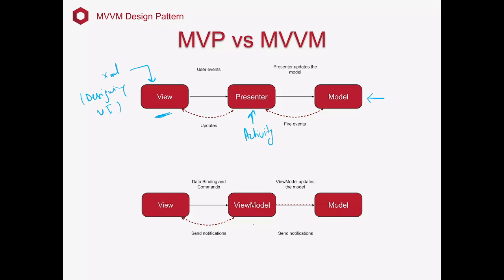So inside the MVVM, what we are doing, sorry, I forgot one more thing in the MVP. What was happening in the view? We are clicking one button, so we are doing some event. Some event will come from the view to the presenter, and then the presenter will update the model.